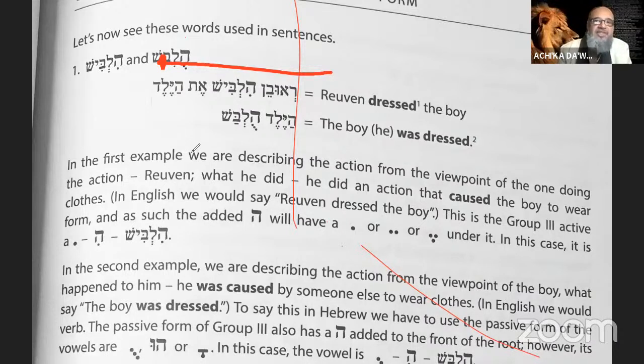So once you get used to saying something, you go hayaled. Then go say it again. Hayaled, hayaled, hayaled. You've got to get your tongue used to saying it.